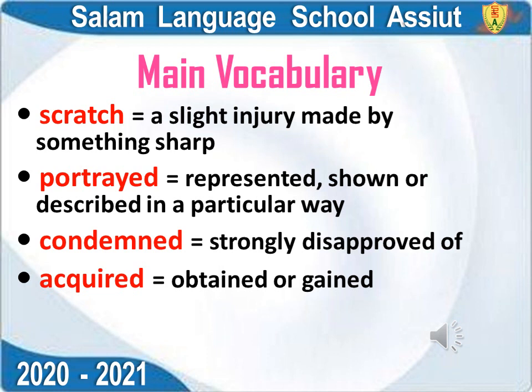البريطانيون غالبا ما يوصفوا أو يصوروا بالندالة والحقارة في الأفلام الأمريكية. The next word is condemned. Condemned means strongly disapproved of. أعلن الإدانة أدان. For example, they condemned the use of violence to break up the demonstrations. استخدام العنف لفض المظاهرات.